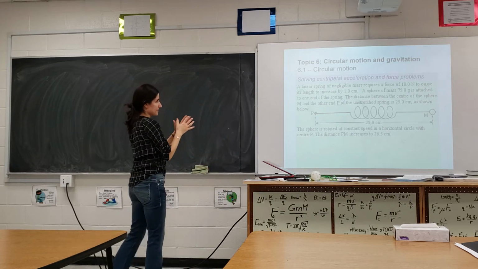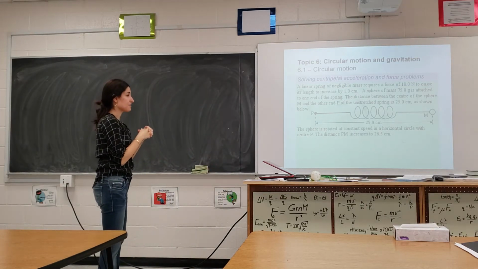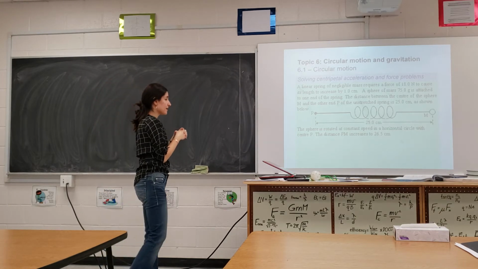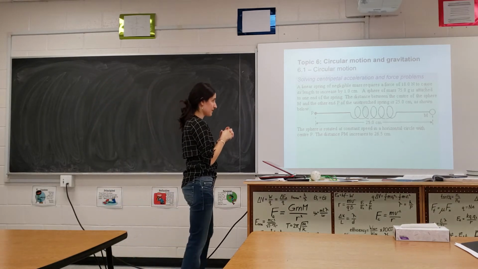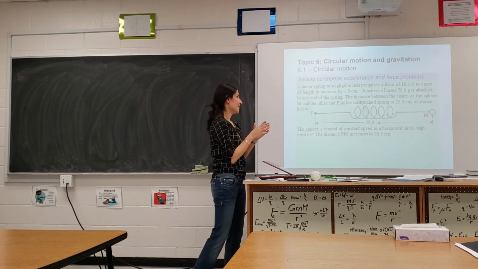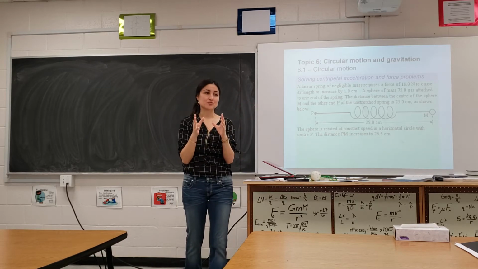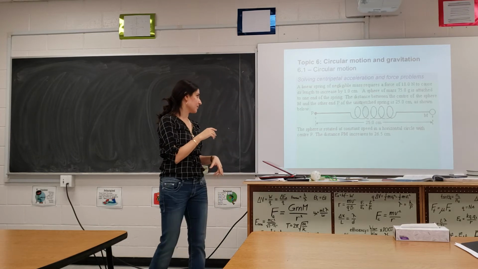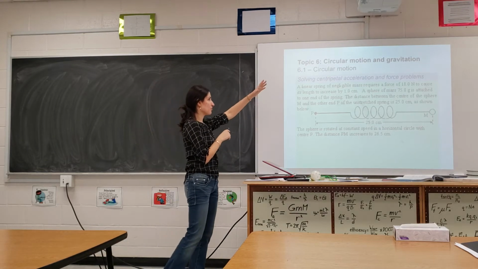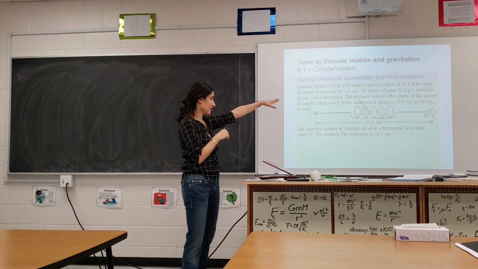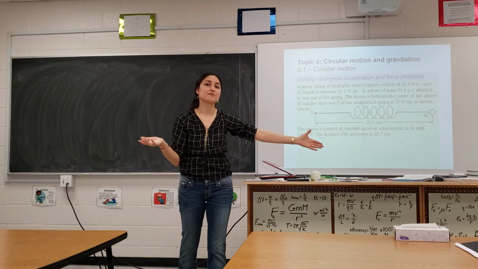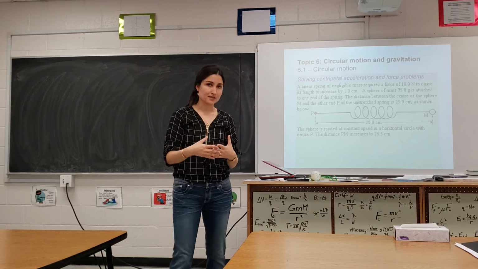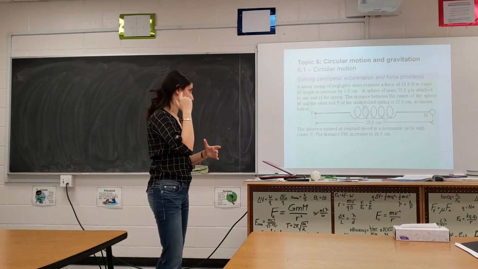A linear spring of negligible mass requires a force of 18.0 newtons to cause its length to increase by 1 centimeter. Just pause for a second. That kind of information is trying to help you find some kind of a quantity which you can use later in the problem. Okay, I know that the spring requires that force to increase its length by that much. Guess what I'm going to be able to find? I'm going to be able to find the spring constant. So just keep that in the back of your head.